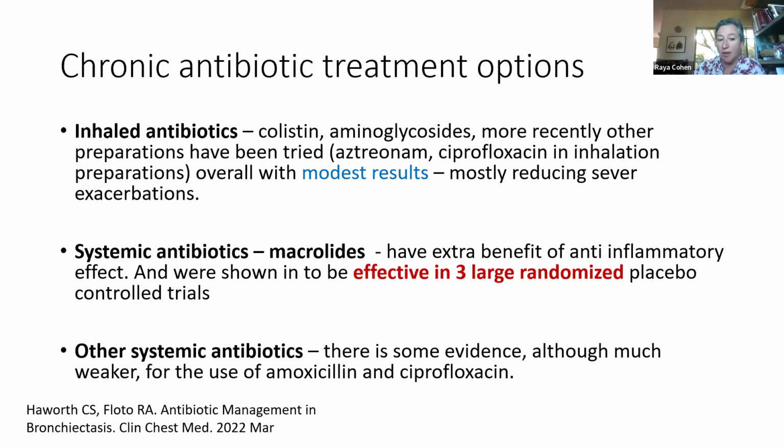Other systemic antibiotics, such as amoxicillin and ciprofloxacin, have been tried in a very small number of patients. They had some good results, but these are very, very low level of evidence. Also lately, I think it has been shown, I didn't include it in the presentation, that also in patients with Pseudomonas, trying chronic macrolides first might be a better choice than inhaled antibiotics. But it's still not included in guidelines.